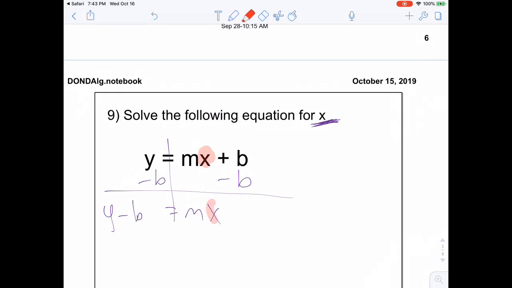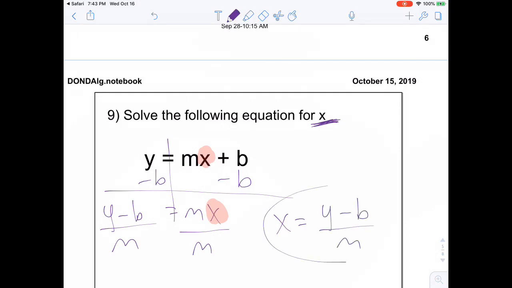And again, the goal is to get x by itself. So x is being multiplied by m, so I have to divide by m, and I get x equals y minus b over m. X is by itself, so I have solved the equation.